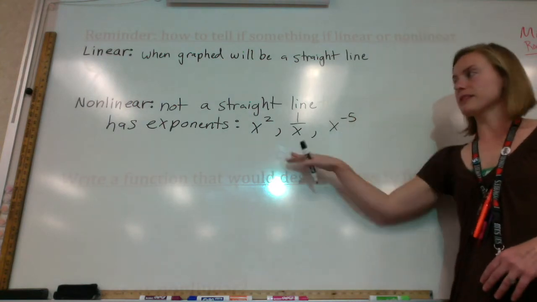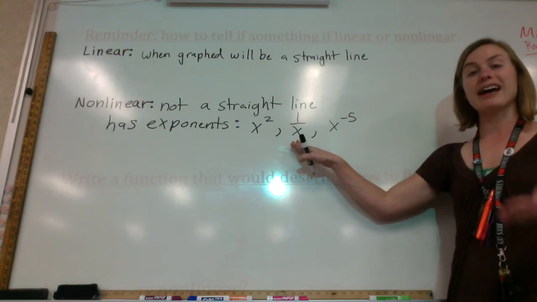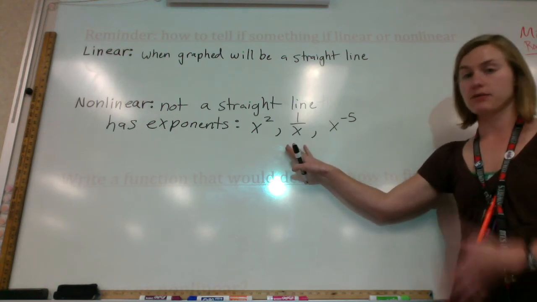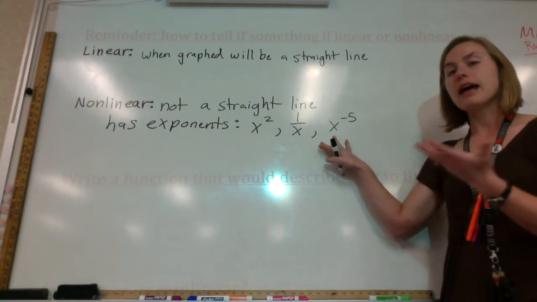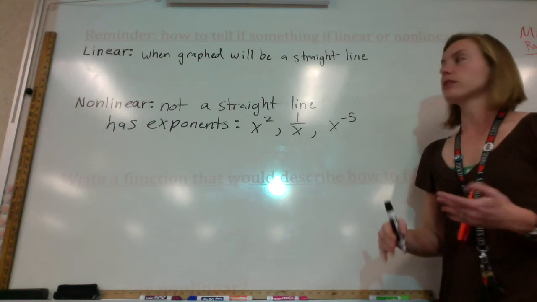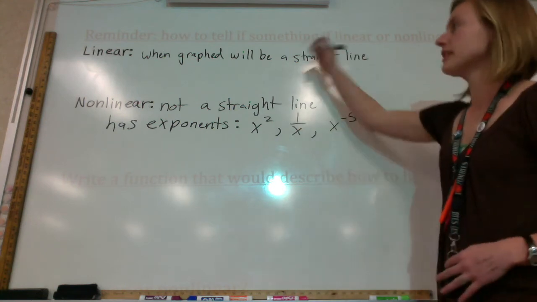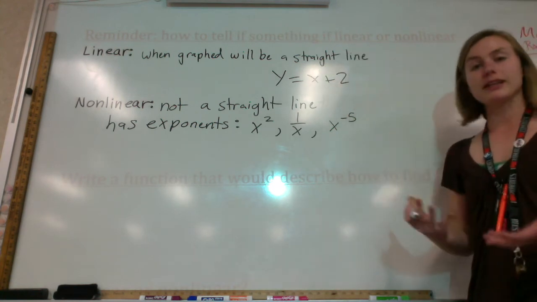So these might be some examples. X squared, it has an exponent, or 1 over x. You have to remember that actually equals x to a negative 1, or x to a negative fifth. Same thing. It's going to have those exponents so that you're going to get kind of a weird, funky graph coming out. Whereas if you have none of these and you just have a nice little equation with no exponents, then it's going to be a nice straight line.